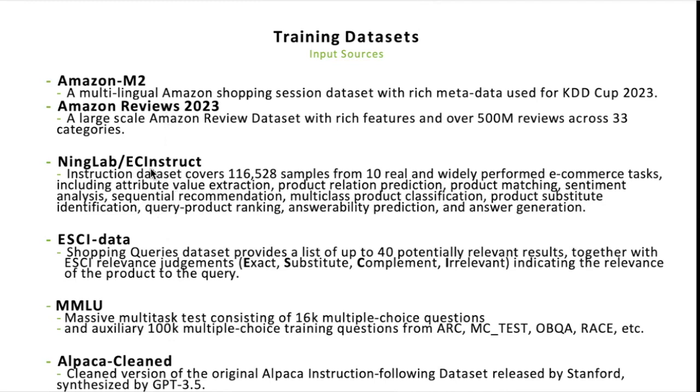There's also the e-commerce instruct dataset. It has about 100K samples from 10 e-commerce tasks, including attribute extraction, which is more like a named entity task, product relation prediction, product matching, sentiment, etc. So this is an instruction dataset for e-commerce. And there's the ESCI dataset, where E stands for exact, substitute, complement, irrelevant. This is basically to compare the relevance of the product to the user search queries.